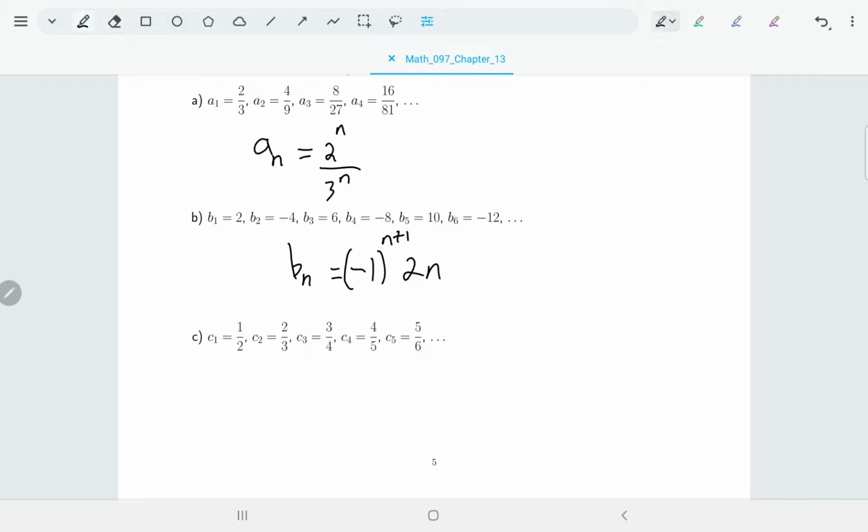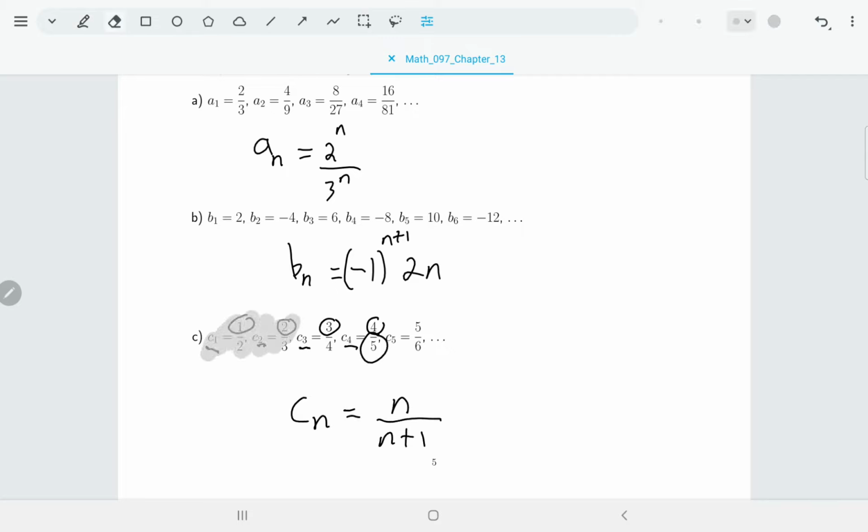The other thing that I notice is that for the first term, the numerator is 1. For the second term, the numerator is 2. For the third term, the numerator is 3. The fourth term, the numerator is 4. So that's making me think that for term n, the numerator should be n. And the next part I know is that the denominator should be 1 more than the numerator. So if the numerator is n, then the denominator should be n plus 1.